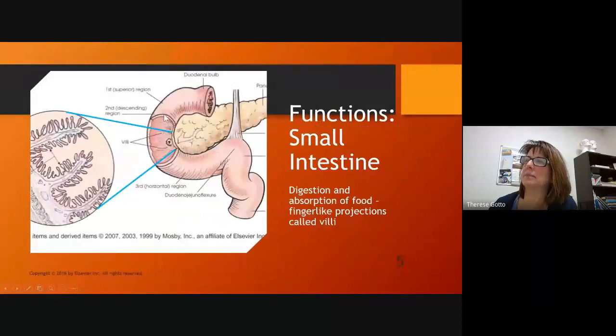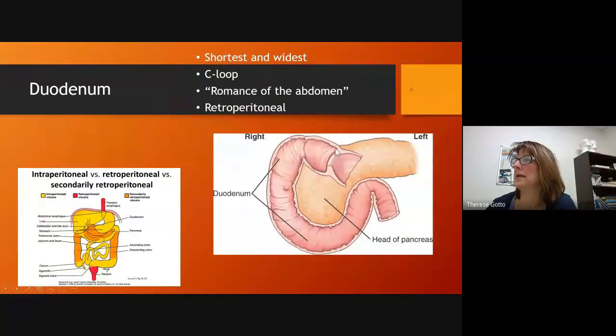This is a shot up close of the internal part of the duodenum, which aids in the digestion and absorption of food. These little finger-like projections are the villi that line your duodenum. Remember, there are 4 different layers, the same layers that the esophagus has. It is the shortest and widest, this first portion.